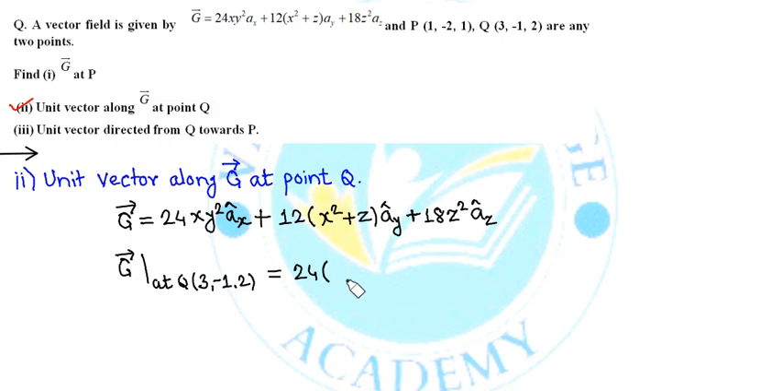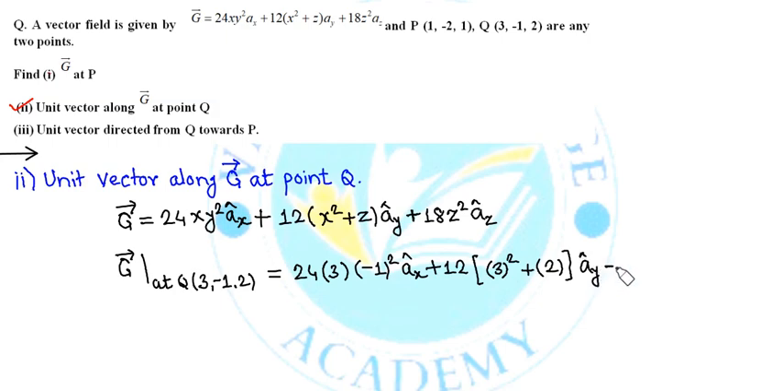So what is the value of x for point Q? That is 3. Then the value of y is what? That is -1 squared over here, since it is xy square. This ax cap will be as it is, plus this 12 into this term. So that is x square, and the x value we have is 3, so it will be 3 square plus z. So z we have 2. See, my handwriting is not as good as yours, so please adjust with that. So this is ay cap.